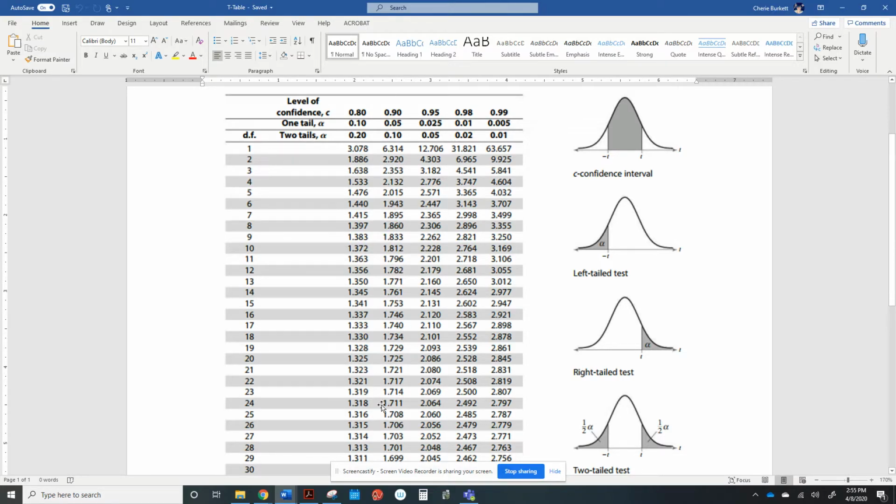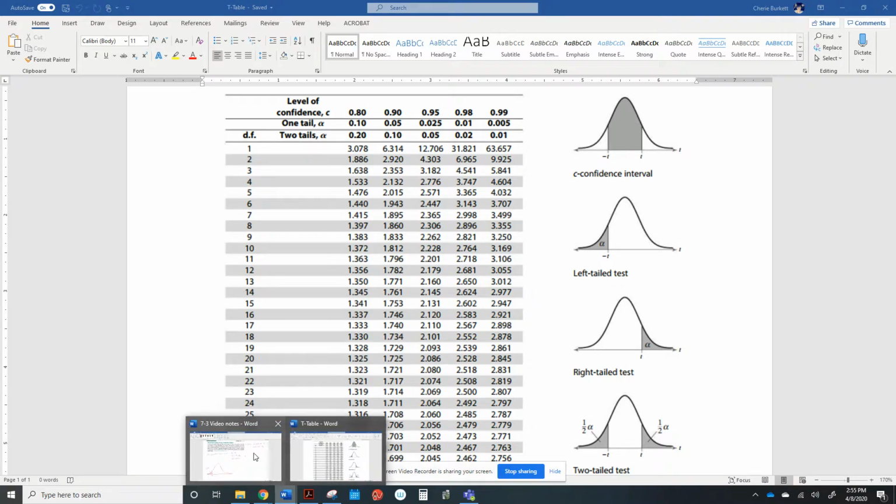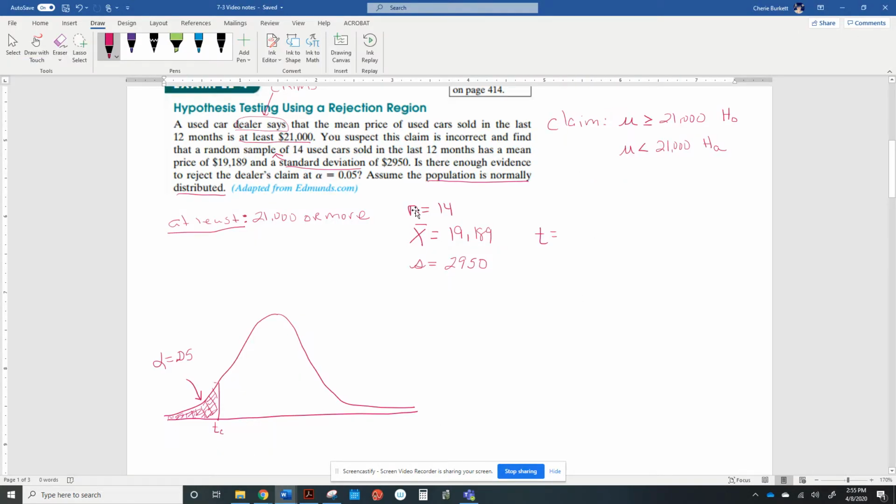Now remember, the horizontal thing, the row that we look in is not a sample size, it's degrees of freedom. I had a lot of you mess up last time you were using this table because you failed to pay attention that this is degrees of freedom. So my sample size is 14. That means that my degrees of freedom is going to be 13. And I need that to find my critical value.